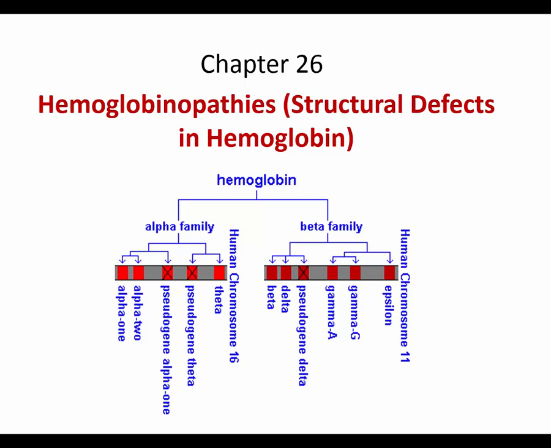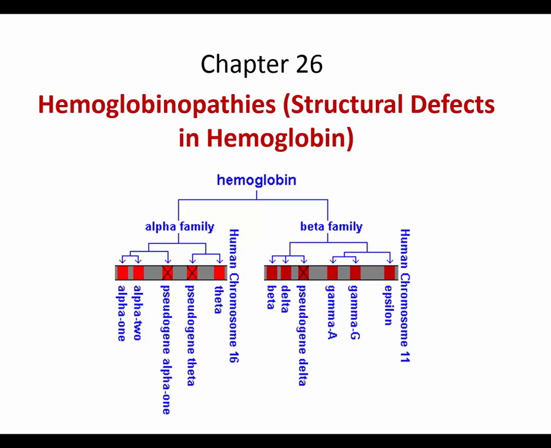Now, in the structural one, you do produce the hemoglobin, but you cannot make it to the end. In the one that's more quantitative, you're not going to be able to make enough hemoglobin that's viable. If it's not viable, you're not going to be able to put it in the red blood cells. And then that's going to explain what the anemia is. In here, we're going to go ahead and talk about the structural hemoglobinopathies.